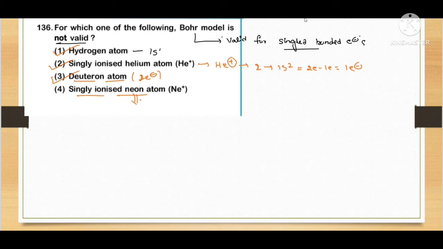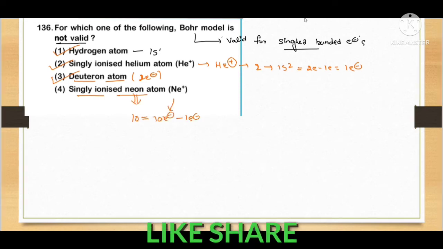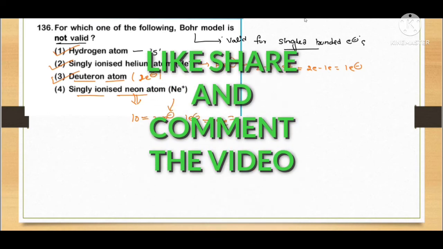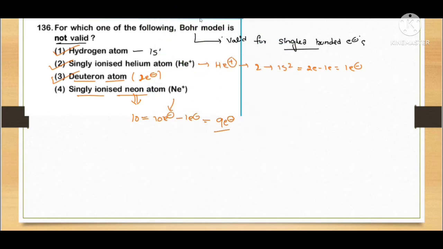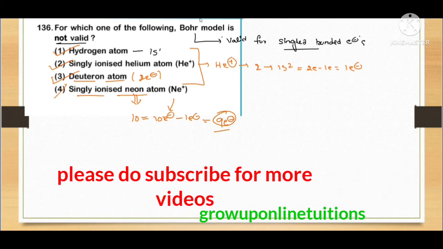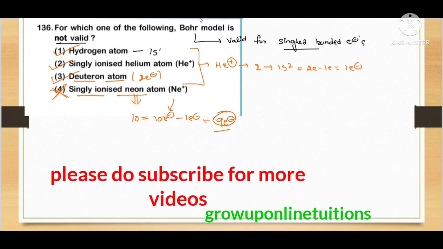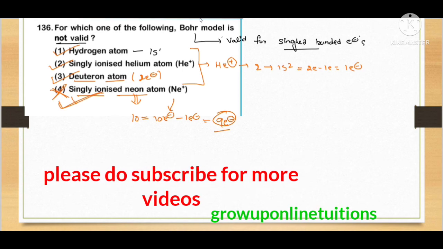This is singly ionized neon. Neon has atomic number 10, that means 10 electrons minus 1 electron becomes 9 electrons. Bohr's model is valid only for single-electron species. Here Ne+ contains 9 electrons. That's why Bohr's model is not valid for option 4. So option 4 is our correct answer.